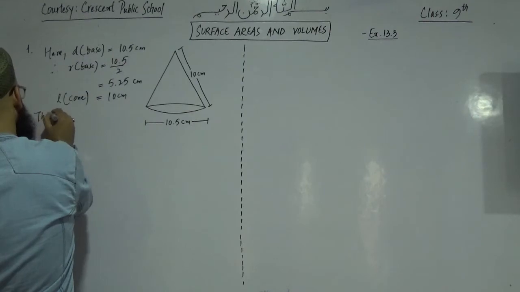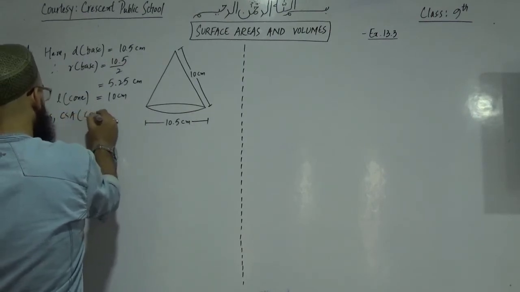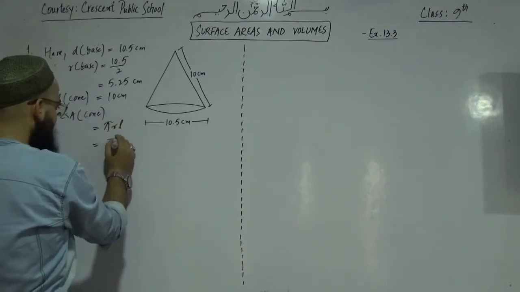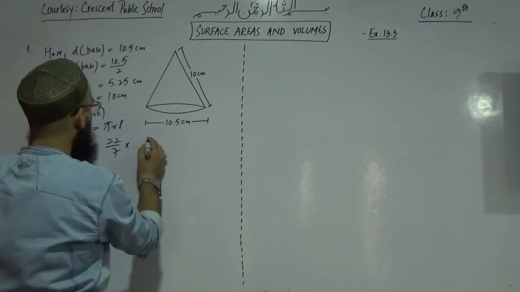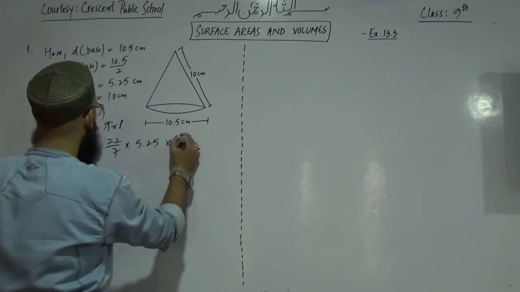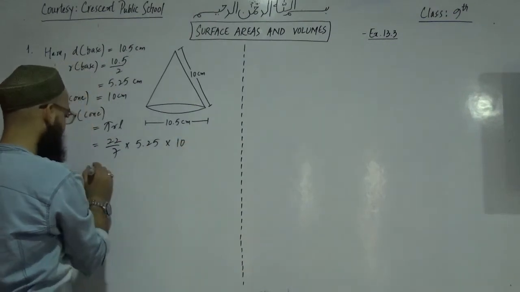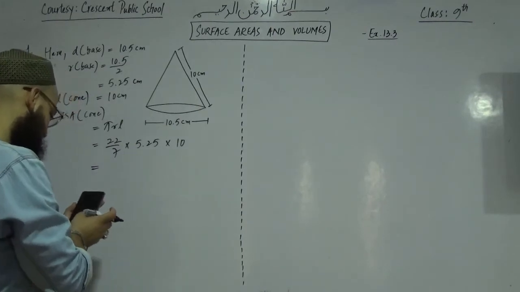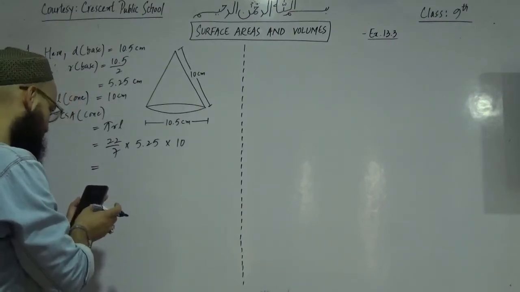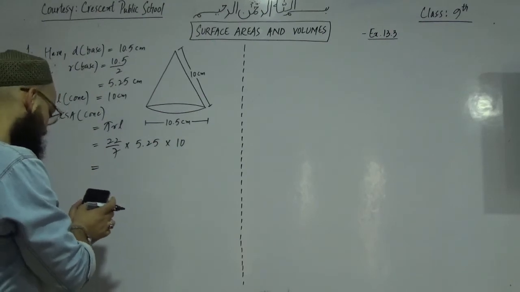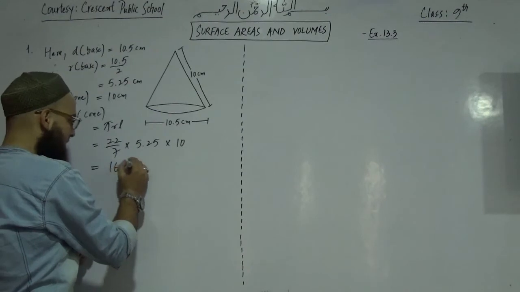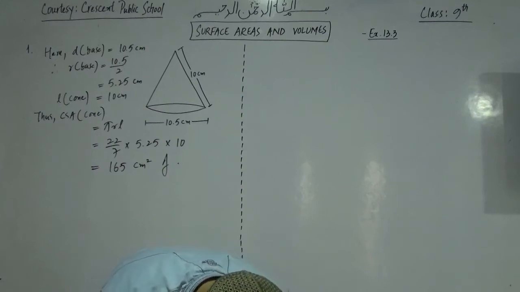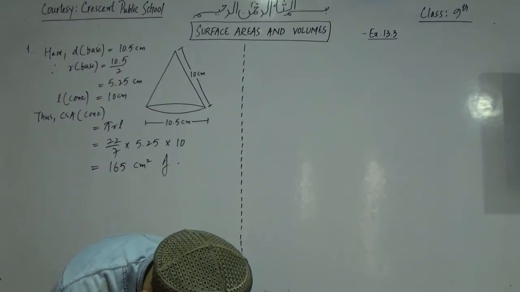Thus, CSA of cone will be pi r l, and that is 22 by 7 times radius 5.25, times slant height 10. Now solve for this. What you'll get, 22 times 10 divided by 7 times 5.25. You got 165 square centimeter, and that's your answer. You got it?